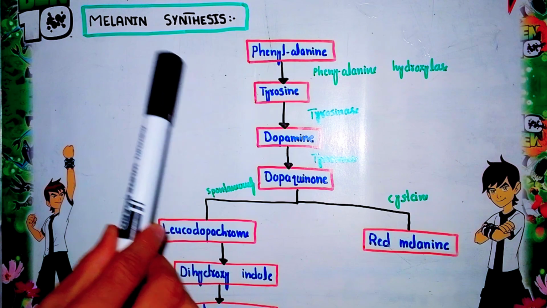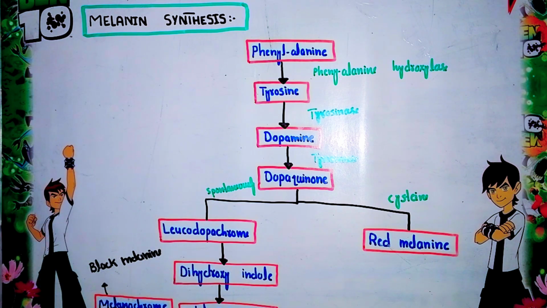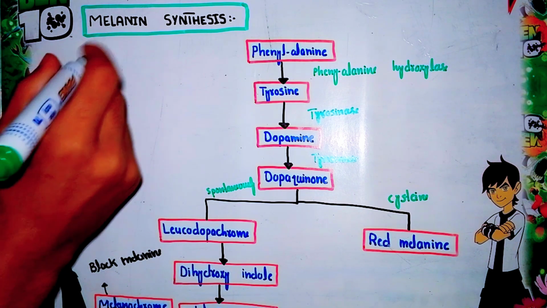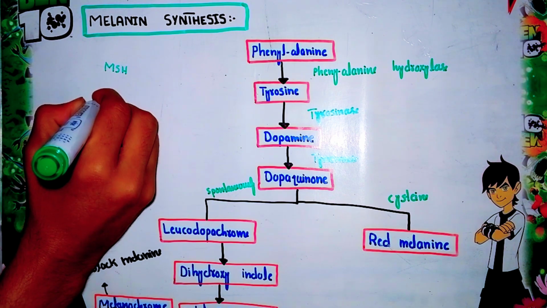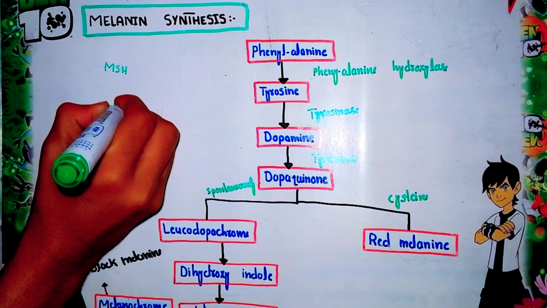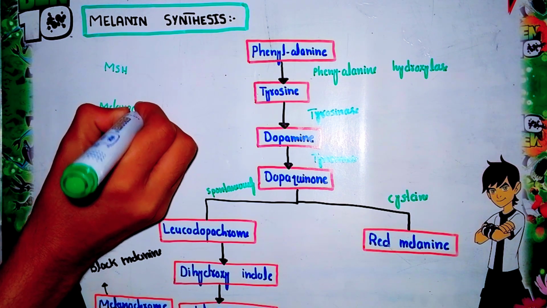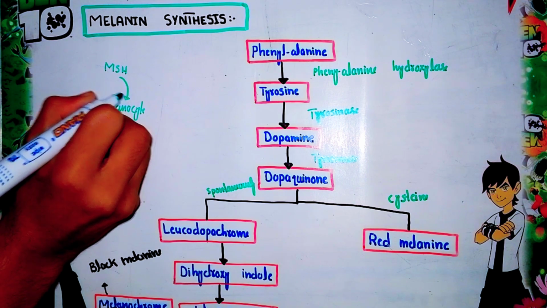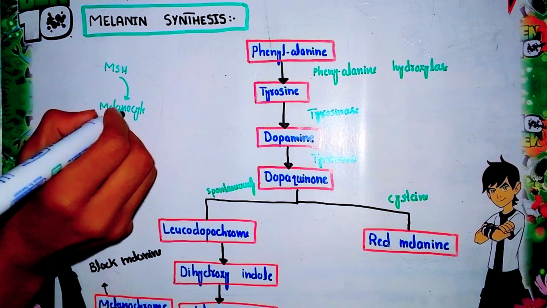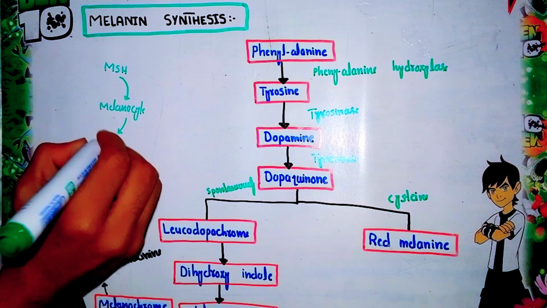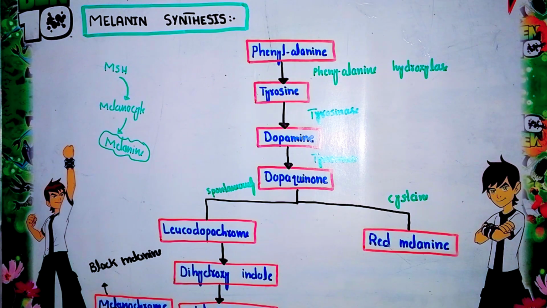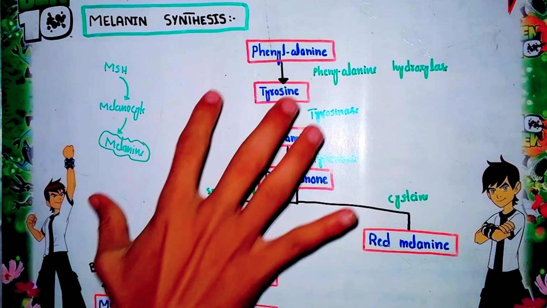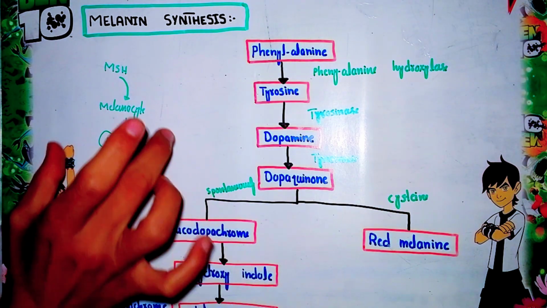When this MSH is secreted from the intermediate lobe of the pituitary gland, it acts on the melanocyte cells that are mainly located in our skin. When MSH acts on the melanocytes, the synthesis of the pigment, or melanin, occurs inside the melanocyte. Now the question is how this melanin is synthesized in the melanocytes. You can see here the pathway of how melanin is synthesized in the melanocytes.